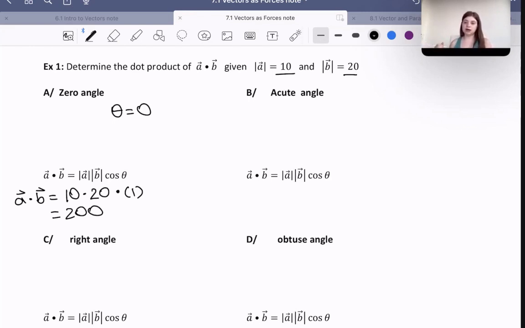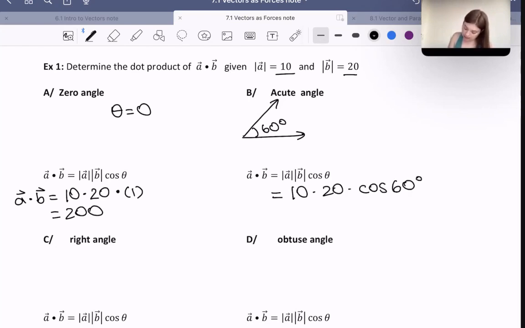So for this one, I think I will choose an angle of 60 degrees, just because if I choose 60 degrees, I know that cosine of 60 degrees is a half from my special triangles, and so therefore I'll get a nice round number. So if I do this, I'm going to get 10 times 20 times cosine of 60 degrees, and that is equal to 10 times 20 times 0.5, which is going to be equal to 100. There we go.